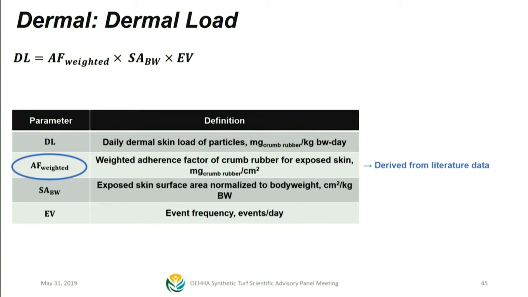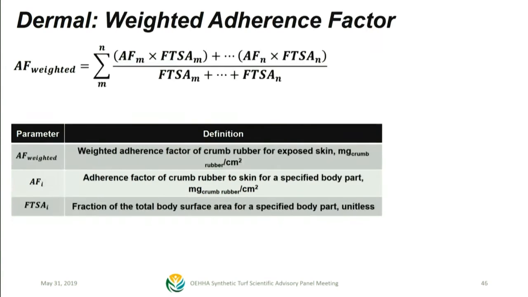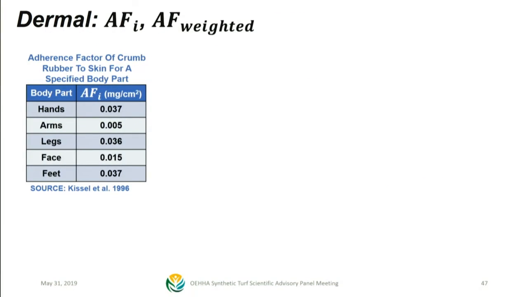the final parameter is the weighted adherence factor, which describes the amount of crumb rubber adhered to the exposed skin. This factor is a weighted sum that's based on the surface area of each exposed body part and the adherence factor for that specific body part. So due to physiological differences of the skin for certain body part areas, there may be differences in the adherence for different parts. Values for this parameter were taken from the Kissel et al. study that we discussed earlier. They measured particle loading onto skin for athletes on field with crumb rubber infill. Shown here are the factors for the body parts that they measured: the hands, arms, legs, face, and feet.